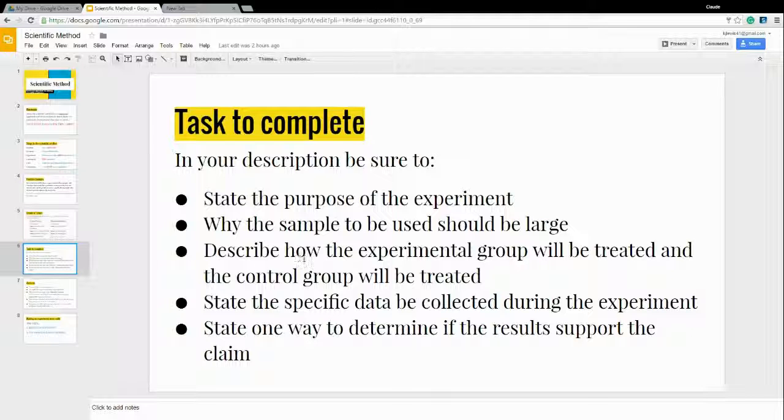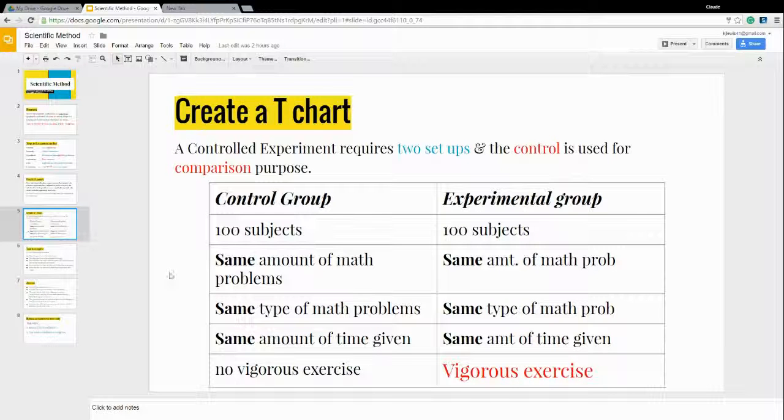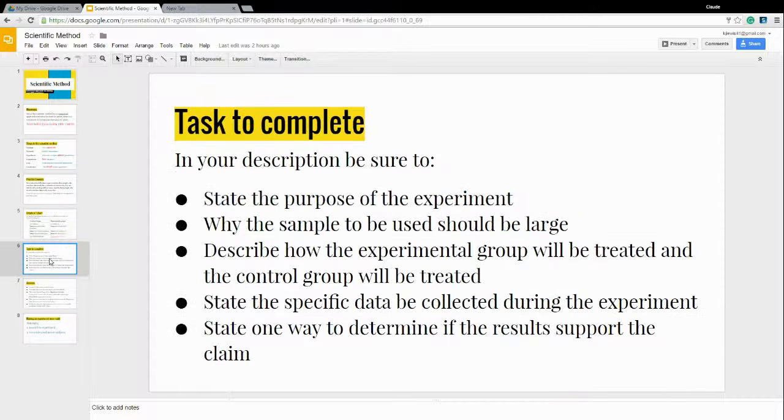Third bullet, describe how the experimental group and the control group should be treated differently. Well, go back to here, the T-chart, you'll see right here at the last row, the experimental group will engage in vigorous exercise while the control group does not. So here it is, right here. This group will do exercise, vigorous exercise. This group will not.